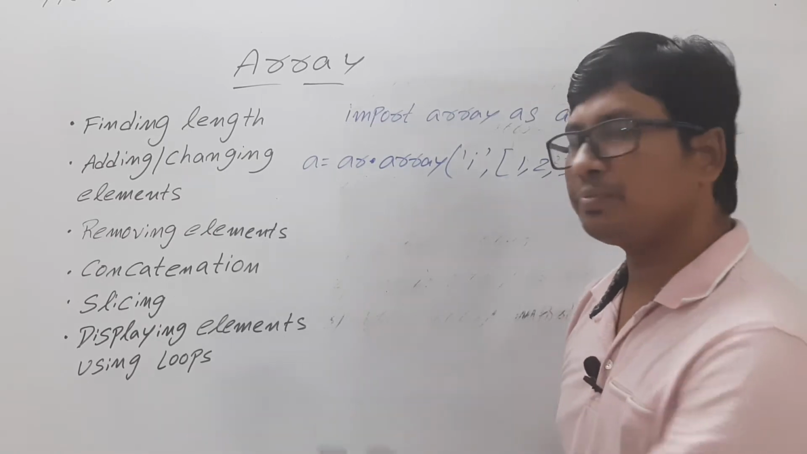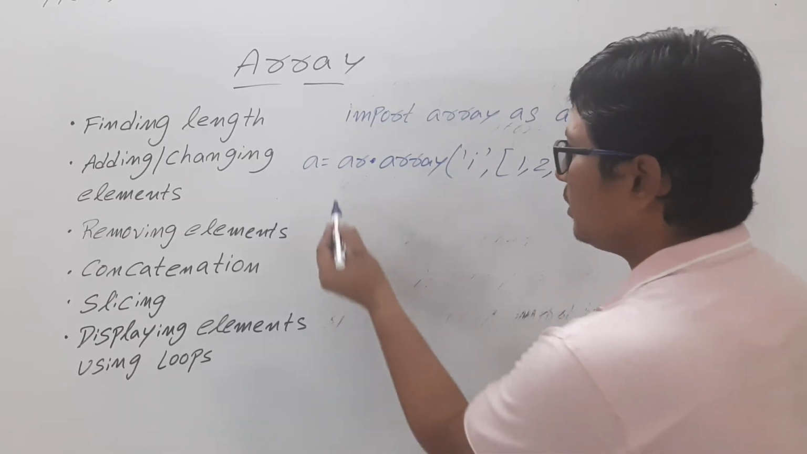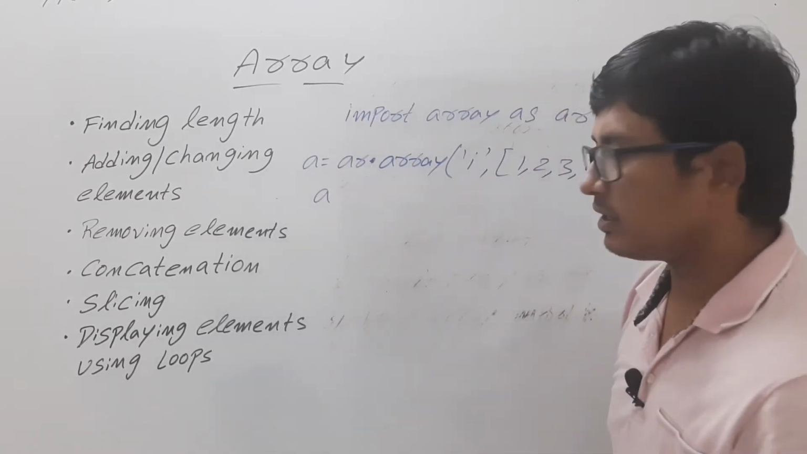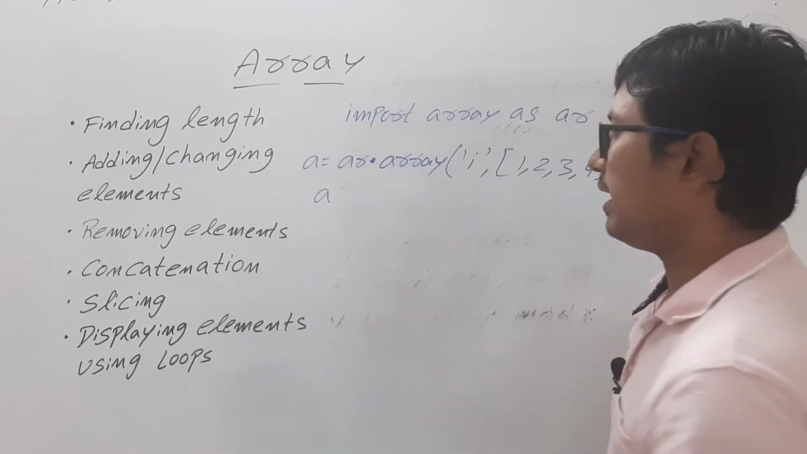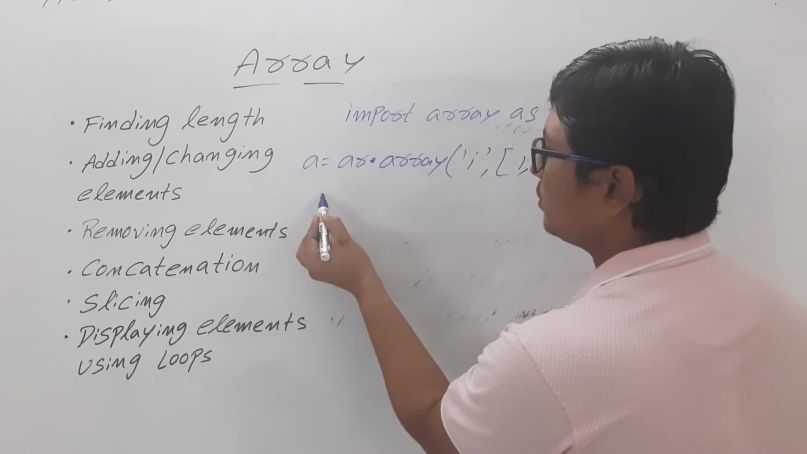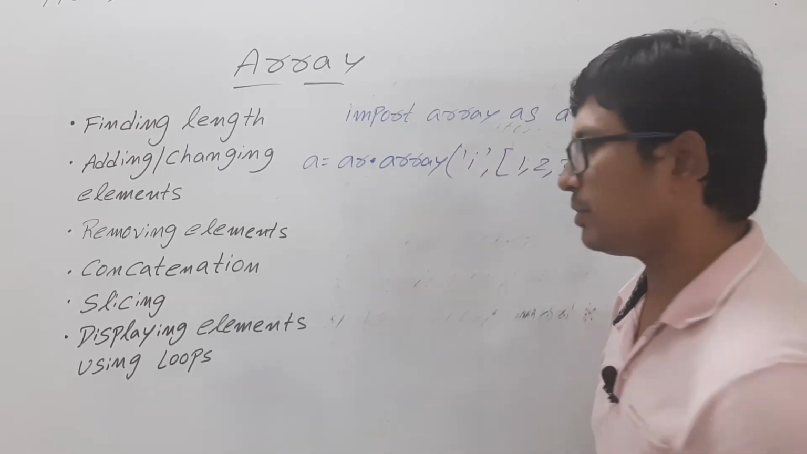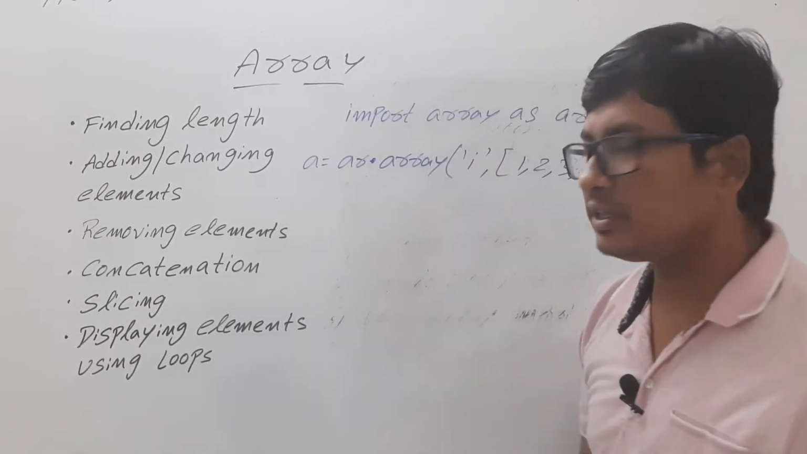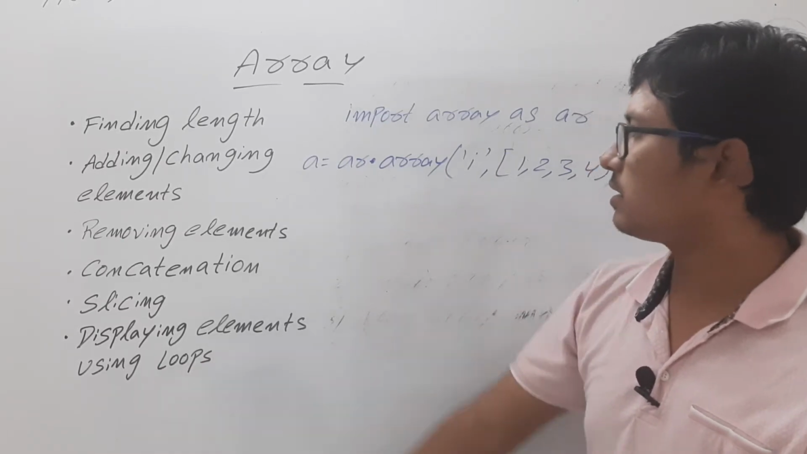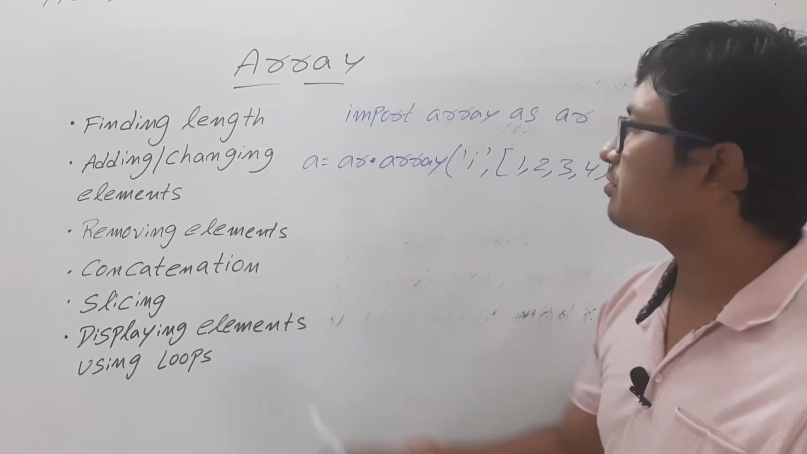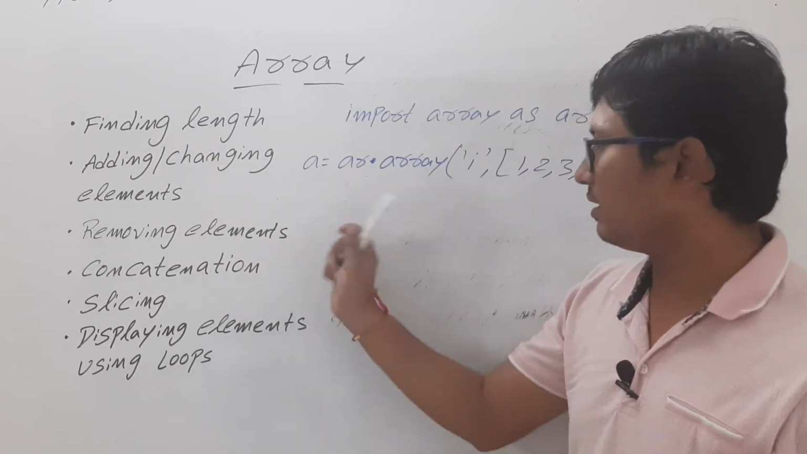If you want to print the elements in the array, you can write simply the statement A and it will give you all the elements in the array. Or even you can specify using the print statement, or you can display the array elements using the loops also. Okay, is it clear? Now let me find the length of the array A.